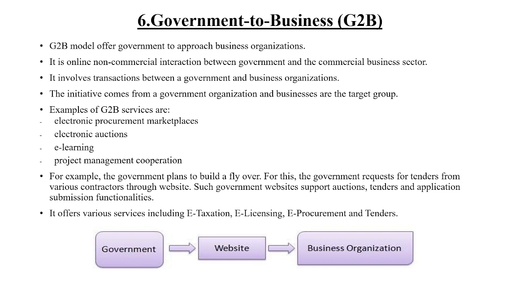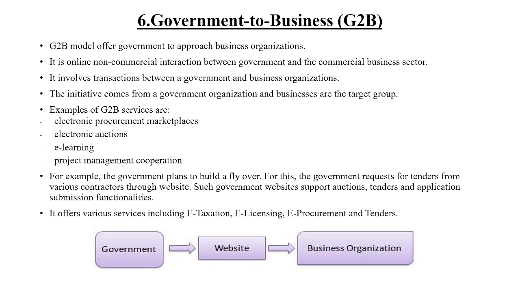The initiative initially comes from the government organization and the businesses are the target groups. So B2G services can be like electronic procurement marketplaces and electronic auctions, e-learning, and project management cooperation. For example, the government plans to build a flyover. For this, the government requests tenders from the various contractors through websites.